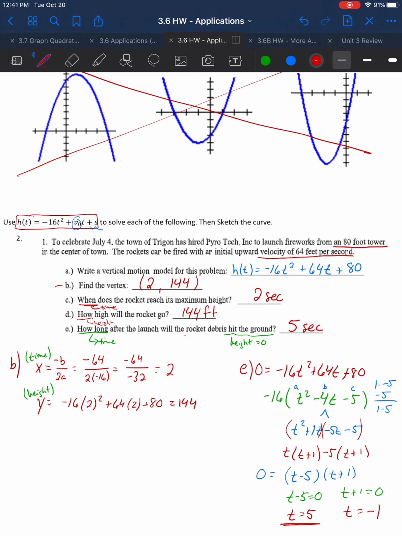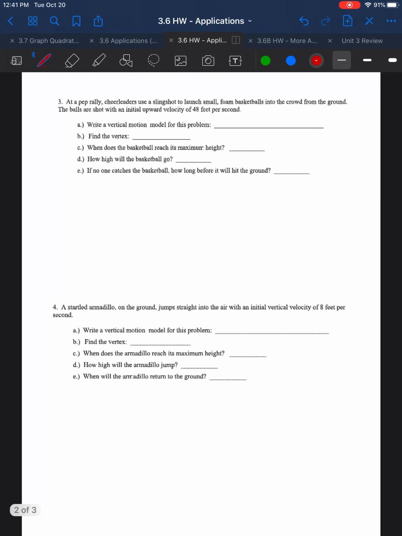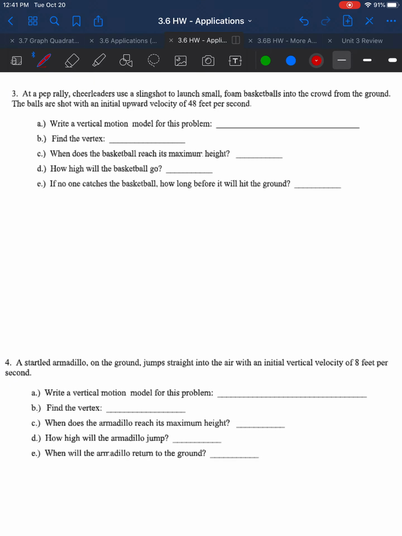Here's where you have to think a little bit. T is time. Does negative time exist? So far to my knowledge, no. So t equals 5 is the only answer I'm going to use. So how long after the launch will the rocket debris hit the ground? 5 seconds.